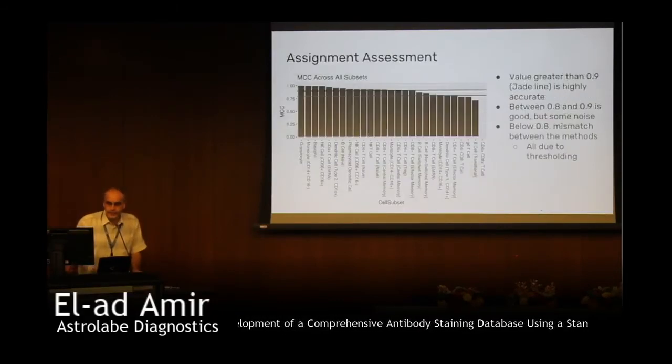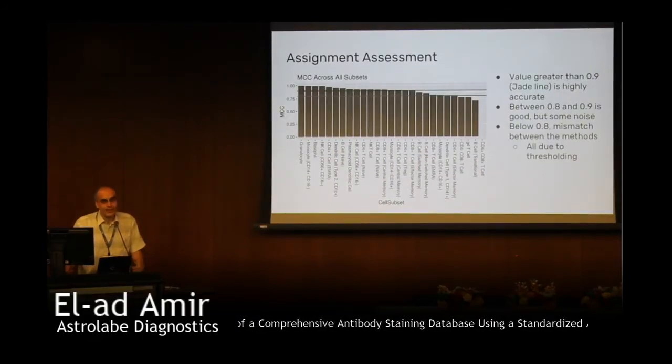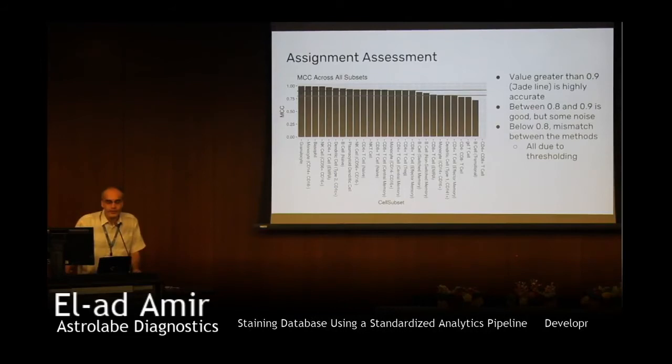And as with the debarcoding, we wanted to make sure that the automated method is robust and fits what we would expect based on manual gating. So once again, we manually gated one of the batches, and what you're seeing here is a score called Matthews Correlation Coefficient, or MCC, for each one of the cell subsets. The MCC is a single cell metric, so it examines all of the single cells in the experiment, and it checks whether there is an overlap between the baseline, which is the manual gating, and the automated gating. Again, it's a value between 0 and 1, where 1 is perfect. We put two arbitrary thresholds, one at 0.9, the jade line.